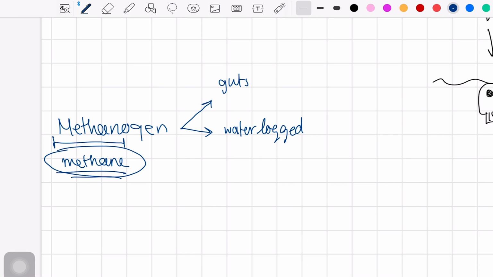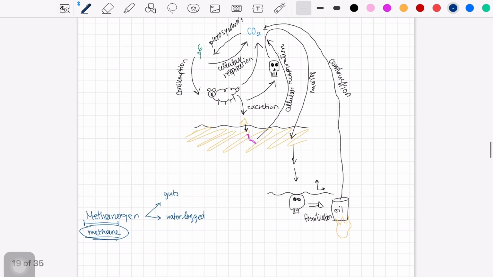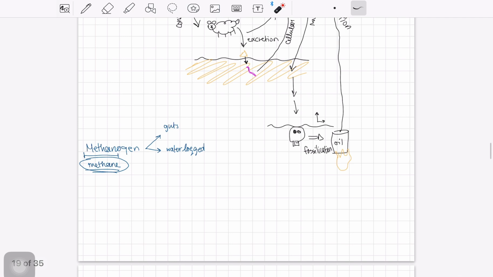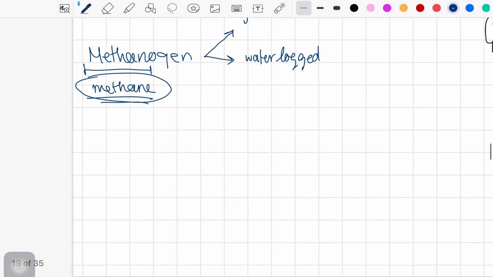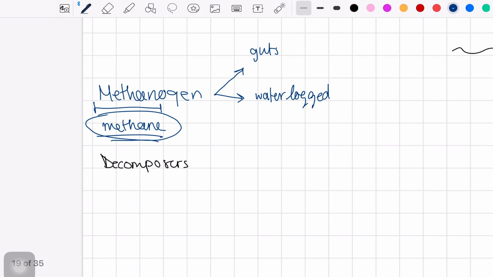Why are methanogens important? Because as we remember from this little diagram, this sheep died, and if we follow the arrow of the skull, eventually the sheep will turn into a fossil, well, into this carcass. And who decomposes it? Well, the decomposers. Decomposers need specific conditions to thrive. They thrive in conditions that are aerobic, meaning they have oxygen.